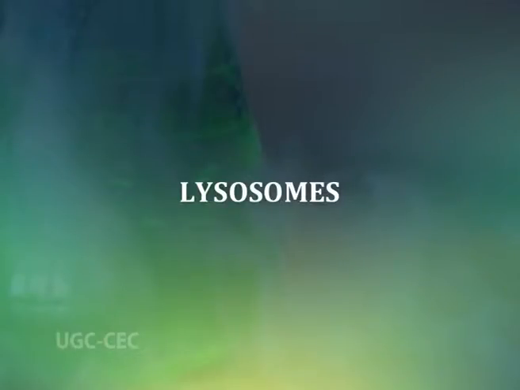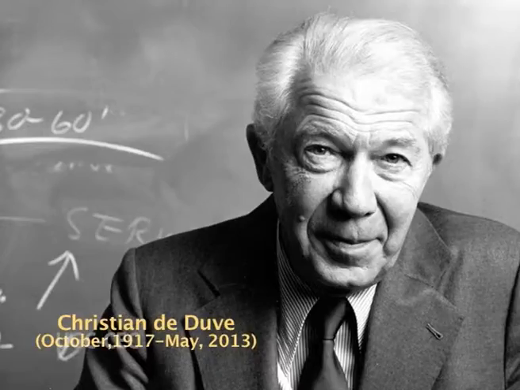Then we have lysosomes. Christian de Duve isolated in 1949 a class of particles which have centrifugal properties intermediate between those of mitochondria and microsomes. They are found to contain high amount of acid phosphatase and other hydrolytic enzymes and were named as lysosomes. Lysis meaning dissolution and soma means body, because of their enzymatic properties.